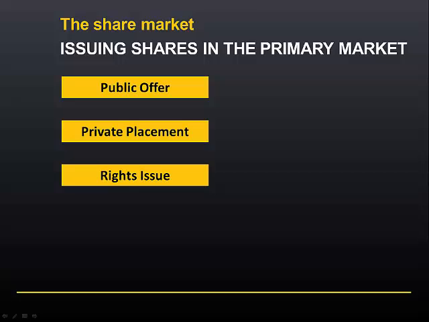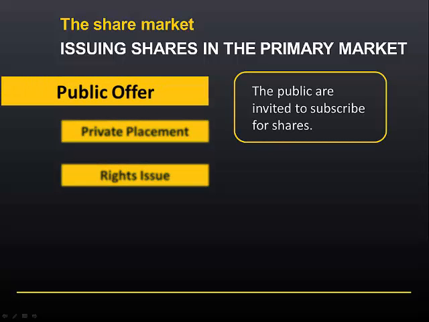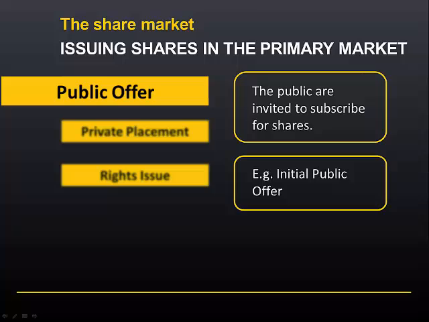There are three main ways in which shares can be sold in the primary market. In a public offer, the public at large are invited to subscribe for shares. So an initial public offer is just one kind of public offer. It is a public offer whereby a company is trying to become listed on the stock exchange for the first time. The stock exchange requires companies to have a certain number of shareholders and a certain amount of issued capital. So the initial public offer is designed to meet the listing requirements of the stock exchange. There can be subsequent public offers when companies try to raise additional capital by selling shares to the public.